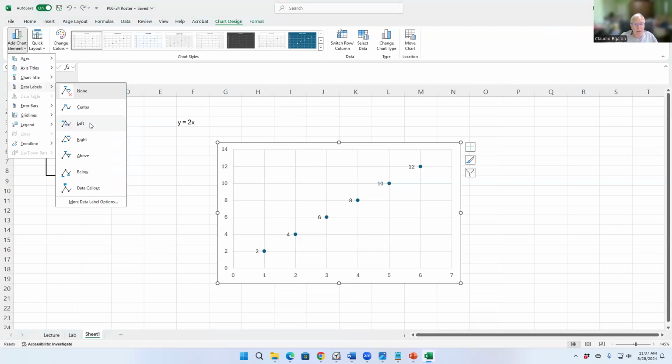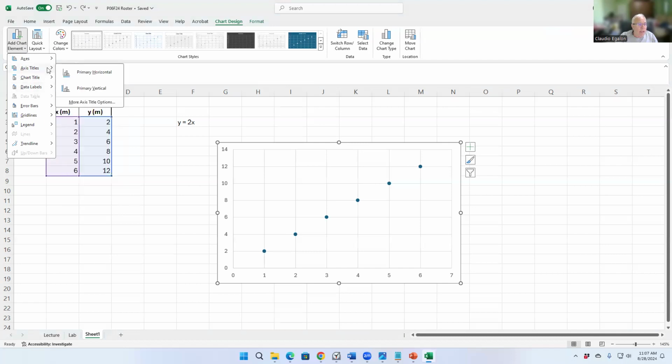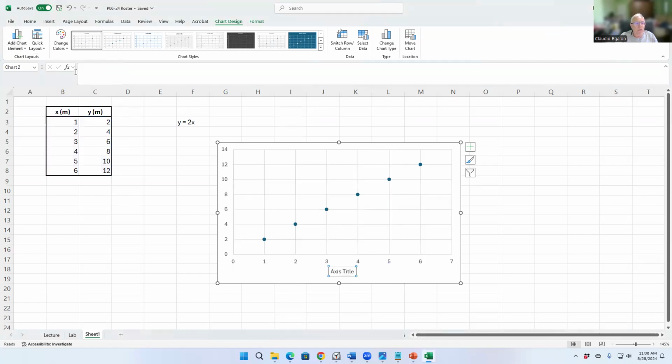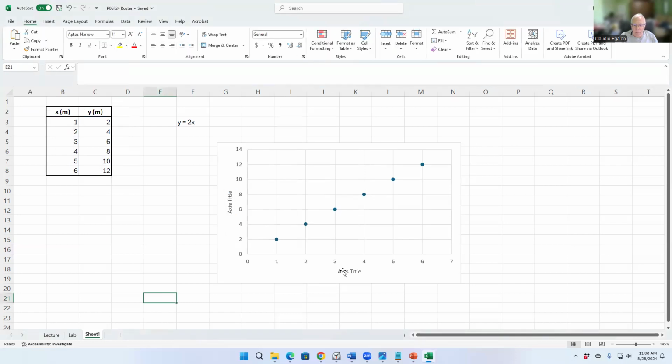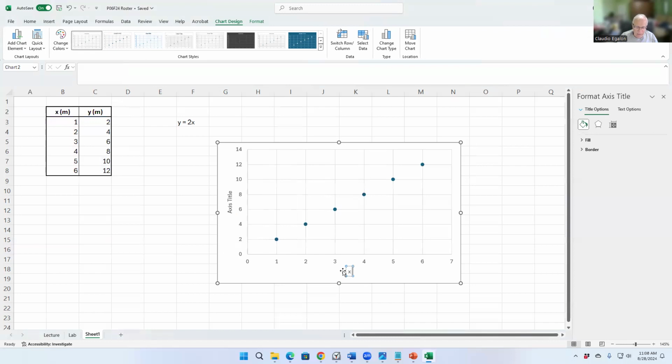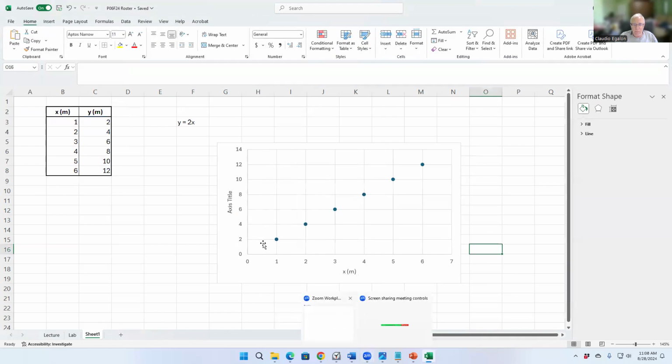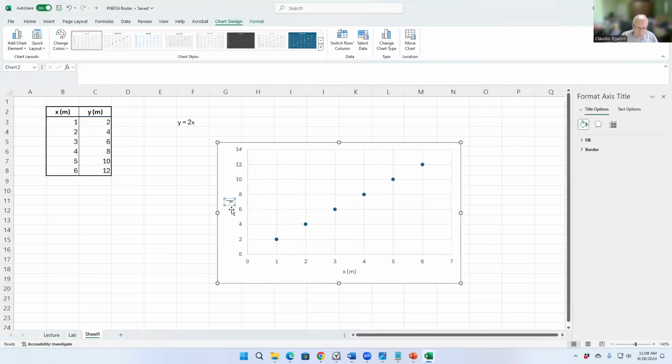We don't do that in my course, but it's good for you to know because sometimes you want to see the numbers there in your graph. But what do we want? We want just to put the axis title there. We have a primary horizontal and a primary vertical. The primary horizontal is the X with the unit in parentheses. The primary vertical is the Y with M for meter in parentheses.